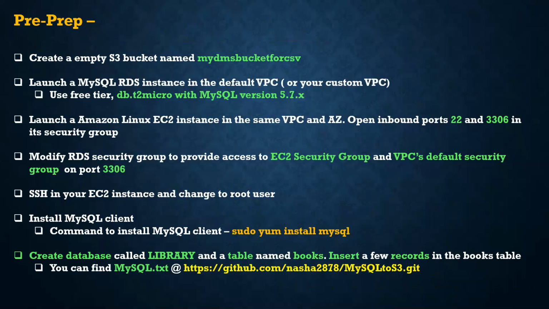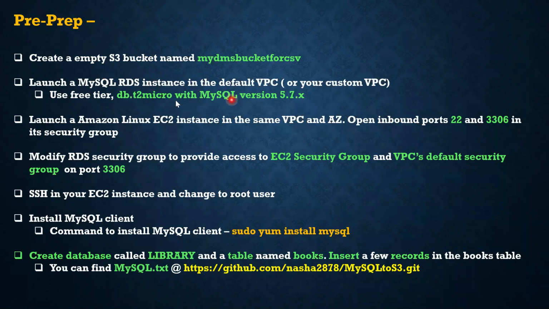The first thing that you will need to do is create an empty S3 bucket named MyDMS bucket for CSV. That is the bucket name that I have used in this tutorial. You are free to use any other bucket name as well. Just ensure that the bucket is empty. Even if you have something in the bucket, it should not typically matter.